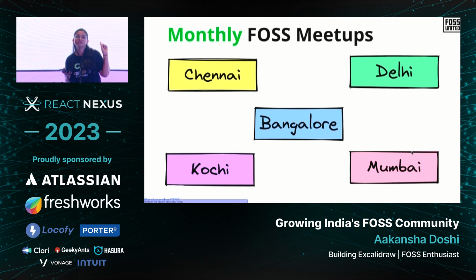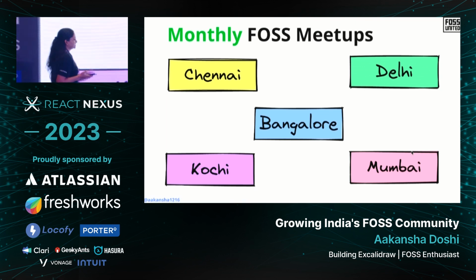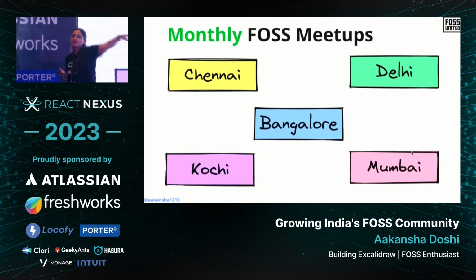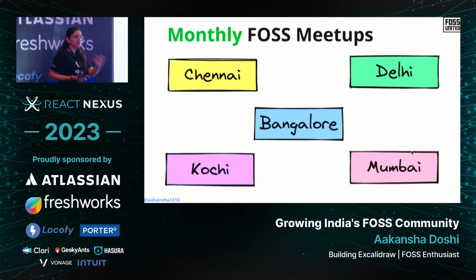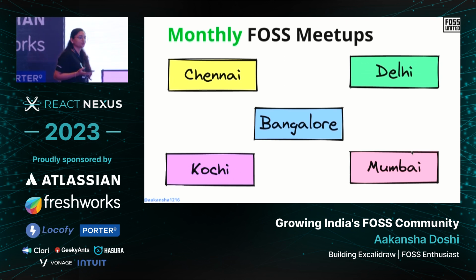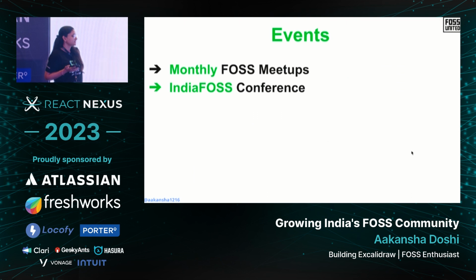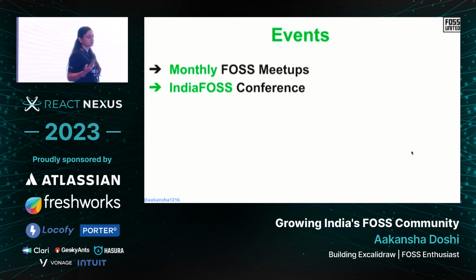It has flourished to 5 different cities. We are doing it in Chennai, Delhi, Bangalore, Kochi, and Mumbai. If your city is not here, do reach out to us. We'll help you organize the meetups there as well. So let's spread the awareness more for FOSS meetups. The second is the India FOSS conference. This is an annual FOSS conference which happens once in a year.